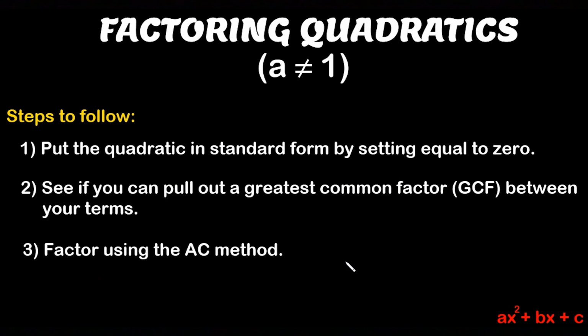Now, step 2, see if you can pull out a greatest common factor between your terms. So you always want to see if you can pull out a greatest common factor once you have that quadratic in standard form. It could make the problem easier for you, and it could make less work for you. So you always want to try to pull out a greatest common factor between all of your terms, okay? And then step 3, factor using the AC method, which we're going to do in this video here. So let's take a look at our first example.